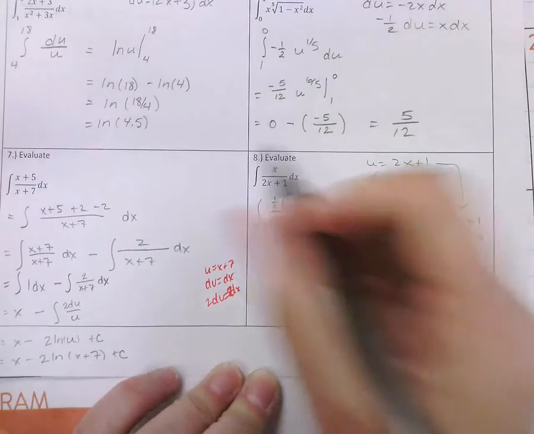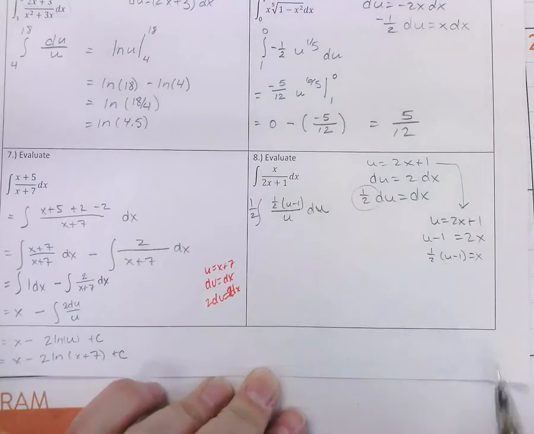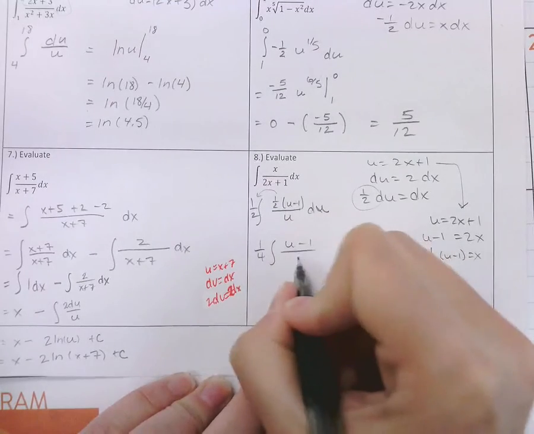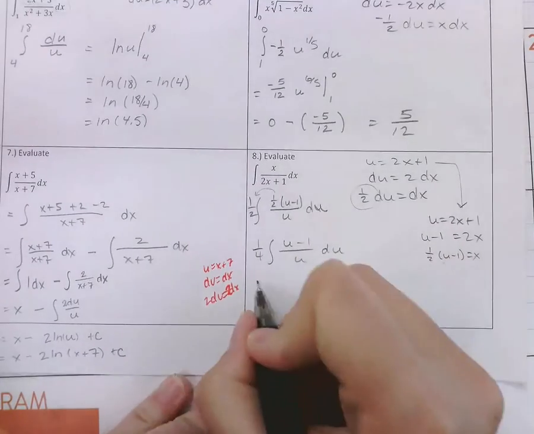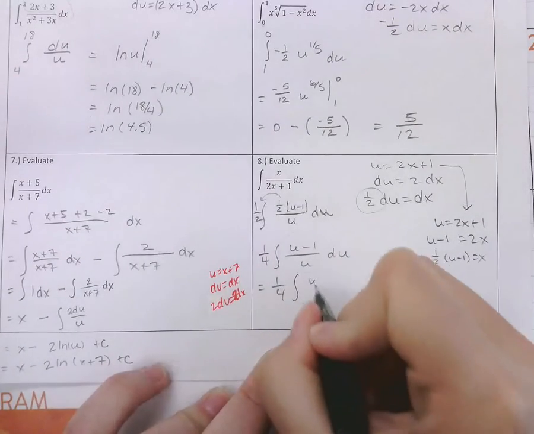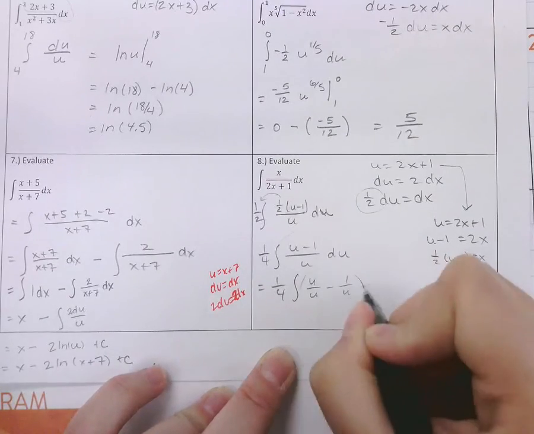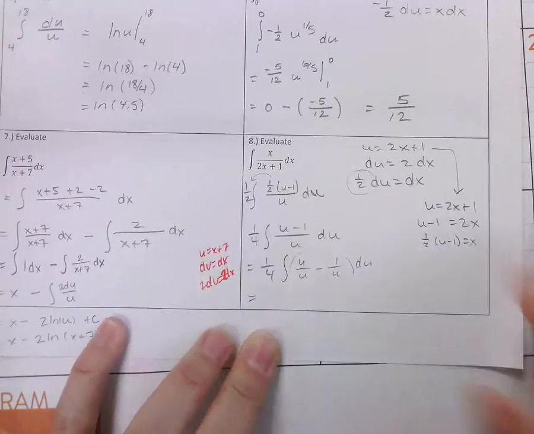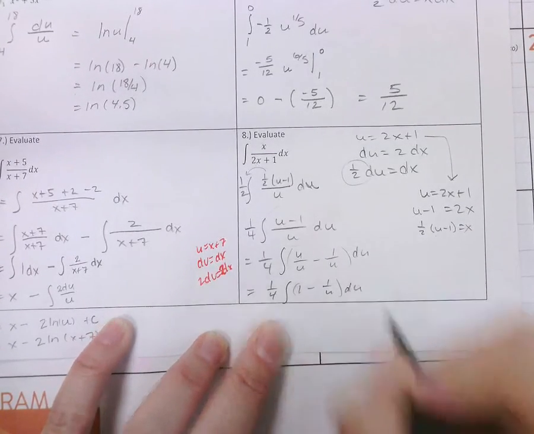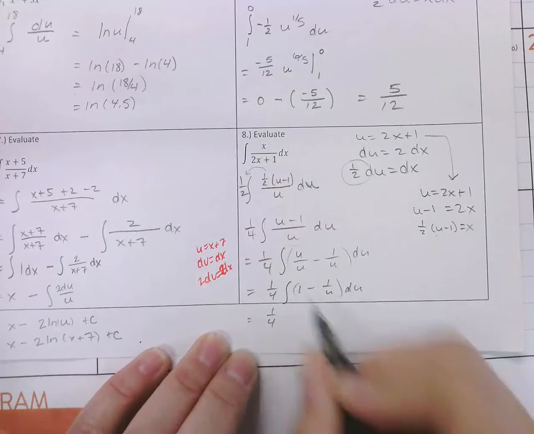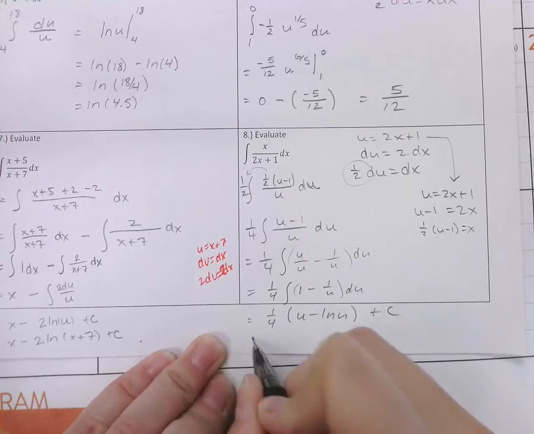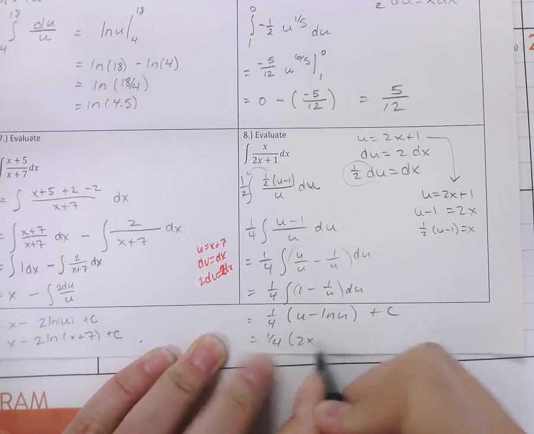I also forgot this one half, so that goes here. I'm going to let this one half join this one half. That makes this a fourth. I want to split this up into two fractions. u over u minus 1 over u, which can be written as 1 minus 1 over u. This integrated is u minus the natural log u plus c, and then you substitute back in your u.